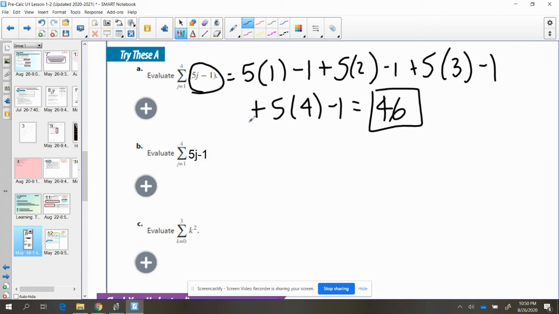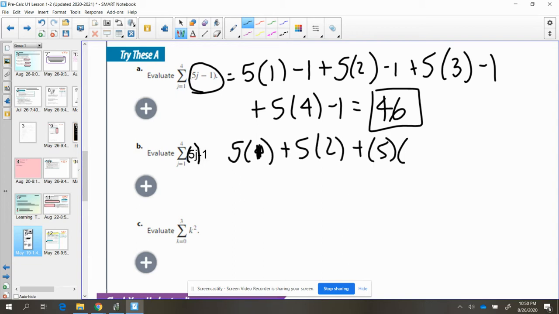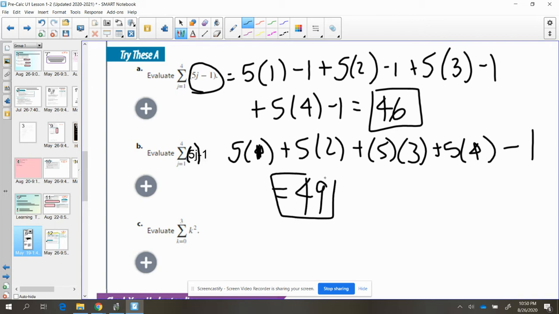The lack of parentheses in part B is telling us that actually our rule is coming right here. It's just 5j. So when we plug in this time, we're plugging just into 5 times 1 plus 5 times 2, 5 times 3, and 5 times 4. And then at the very end, it's the minus 1, since we did not include the parentheses around it. So really it's just 5 plus 10 plus 15 plus 20 minus 1, which this time is 49. Okay.